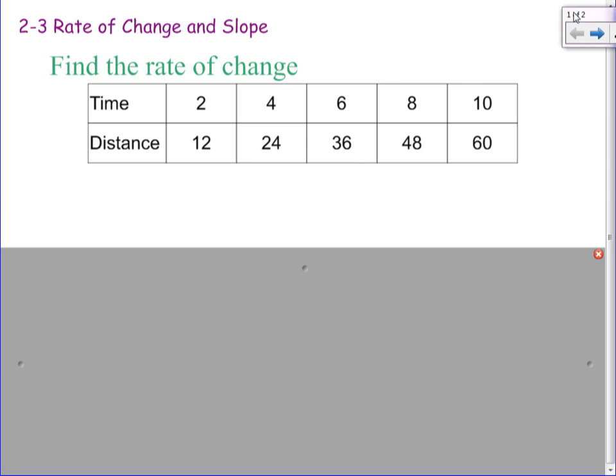So looking at this situation right here, we could think of them as ordered pairs, or we could think of them as a table for, let's say this is every 2 minutes, something goes 12 feet. Okay? Maybe it's a bug or something. I don't know. A worm. Okay, so we want to figure out what the rate of change is. Okay, what's another way to say the rate of change in this situation?